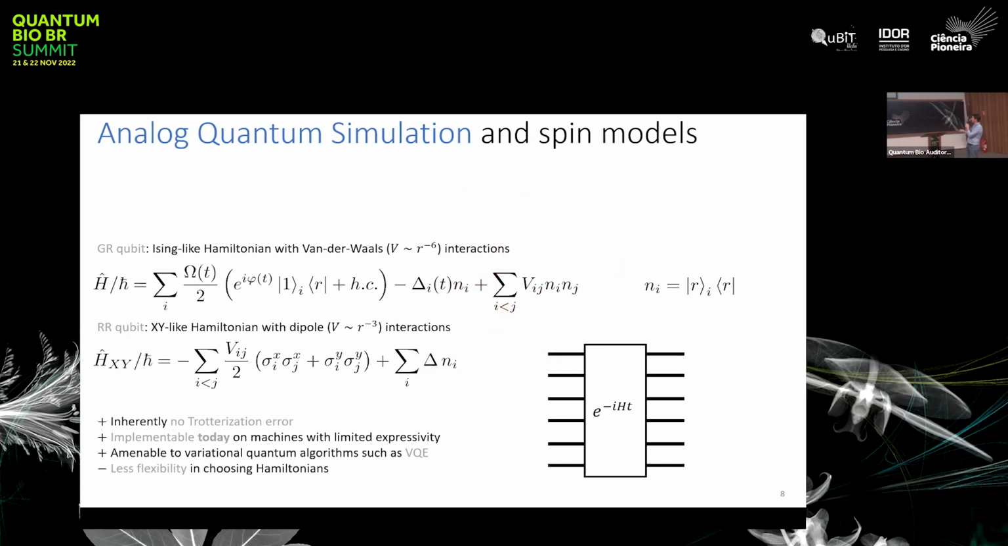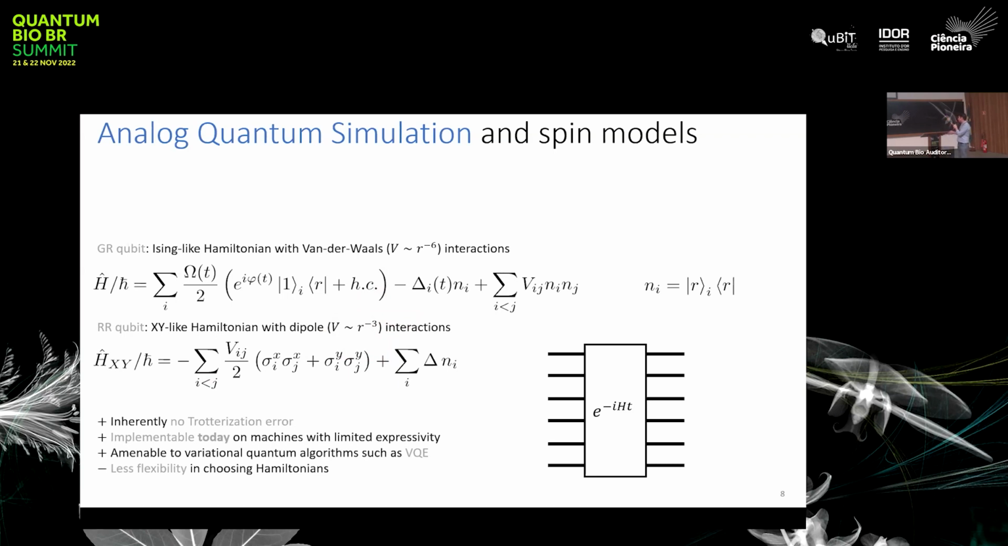The second one is an XY type of Hamiltonian, which is actually famous also in the context of chemistry or biology, to understand and characterize the transport of energy excitations in molecular complexes, where now the interaction scales like a dipole-dipole interaction as 1 over r cubed, and it is also anisotropic.